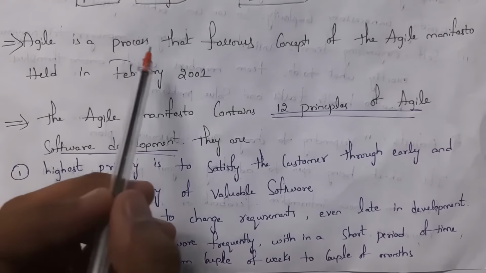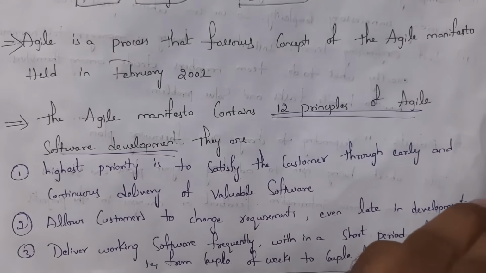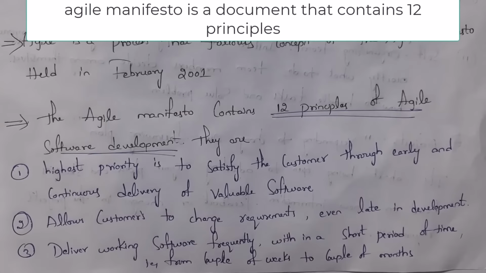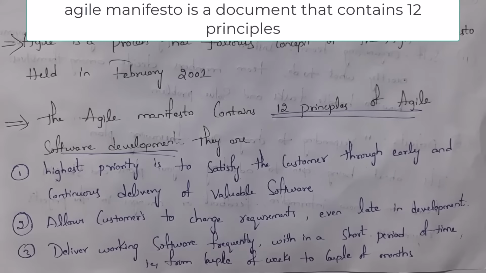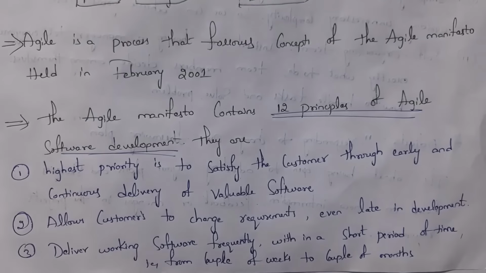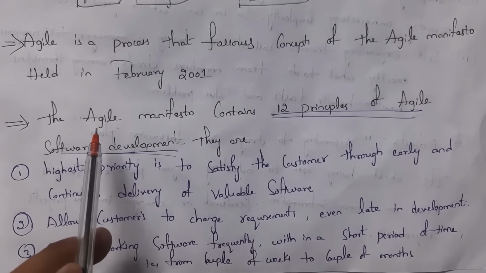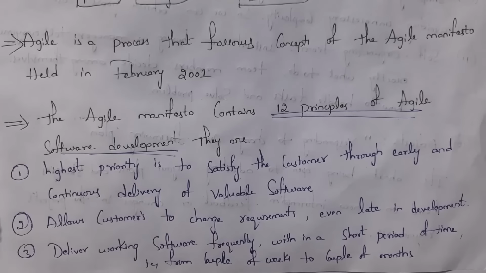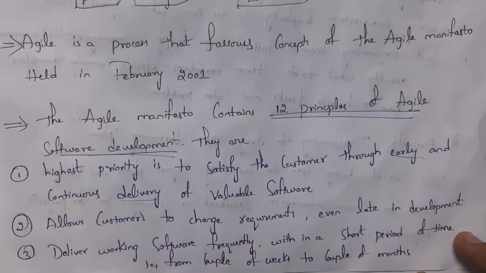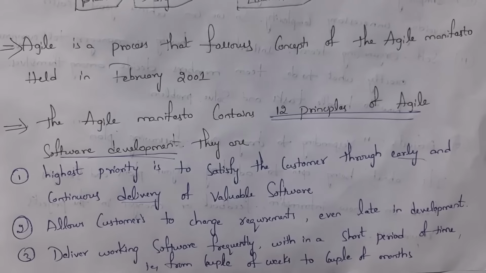Agile is a process that follows the concept of the Agile Manifesto held in February 2001. Guys, this Agile Manifesto is nothing but a book that contains 12 principles. Software companies must follow these 12 principles in order to develop high quality software. And the first principle is: highest priority is to satisfy the customer through early and continuous delivery of valuable software. In this Agile Manifesto, the first principle is to satisfy customers. How can we satisfy any customer? We should deliver software very fast and then we need to add new features continuously to that same software.